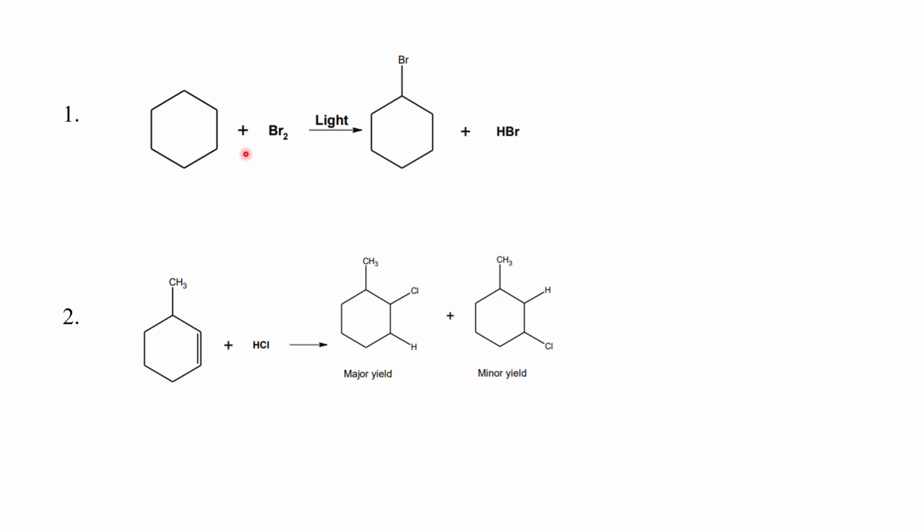In the first reaction, we have cyclohexane reacting with bromine in the presence of light to form bromocyclohexane and hydrogen bromide. So this is simply halogenation of alkanes, and we say that when an alkane reacts with a halogen in the presence of UV light or heat, we get a haloalkane and hydrogen halide.